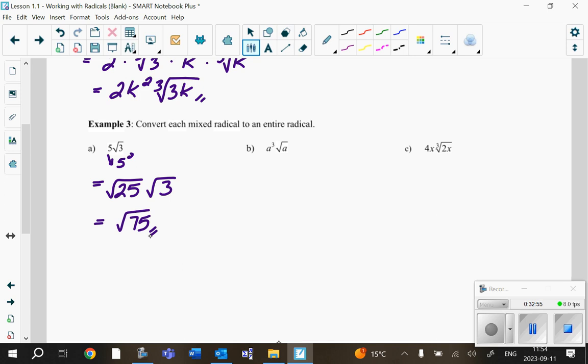Don't let any exponents throw you. You still do it the same way. I got to write a to the 3rd as a square root. Well, how do I write that as a square root? I got to do a to the 3rd times itself and put it under a square root sign. What is a to the 3rd times a to the 3rd? And I still have to multiply it by square root of a. So what is the square root of a to the 6th times the square root of a? No. Remember, this a here is the same as a to the 1. Square root of a to the 7.